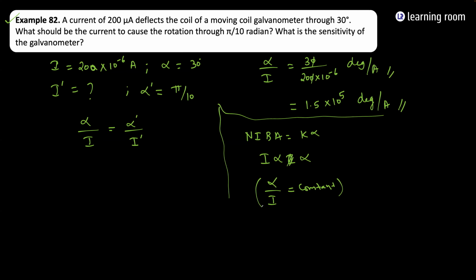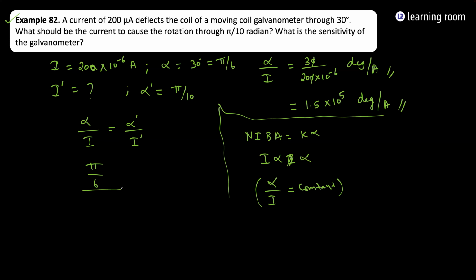Here, what is the mistake I should not do? First alpha is given in terms of degree, second is given in terms of radian. So don't directly substitute. Right? They should be dimensionally consistent also. Having said that, convert 30 to radian. That is easier. It is going to be pi by 6. Or this can be written as 18 degrees also, since pi is 180 by 10. Either of them you can do.